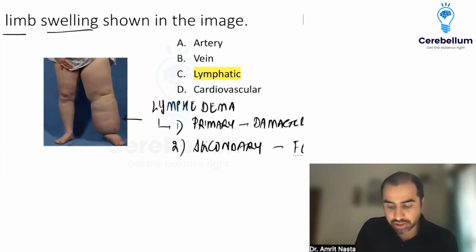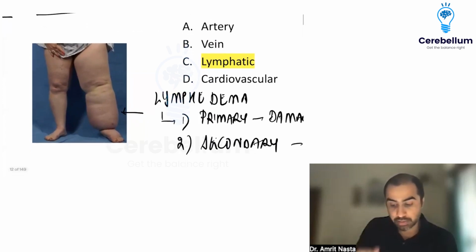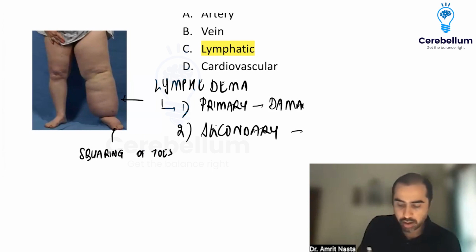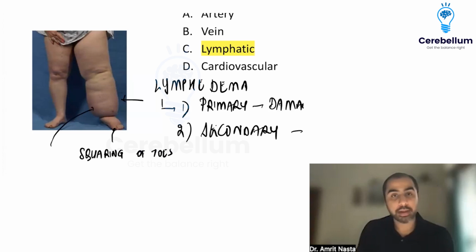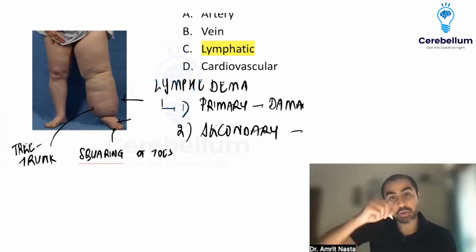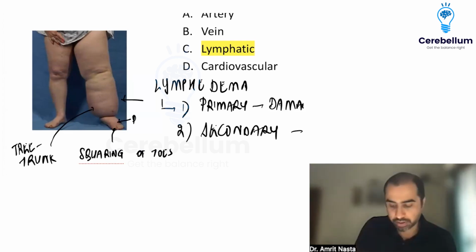So why is this not just some edema? Why is it lymphedema? Because there are some typical appearances that you see. You see over here, even the toes are swollen. That is called squaring of toes. It's a very typical sign. The calf that you see also has a typical appearance called tree trunk appearance. It looks like a tree trunk. So you get involvement of toes, tree trunk sign. The dorsum of the foot looks like a buffalo. It is called a buffalo hump.